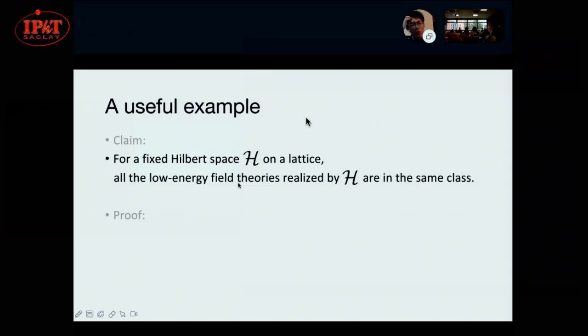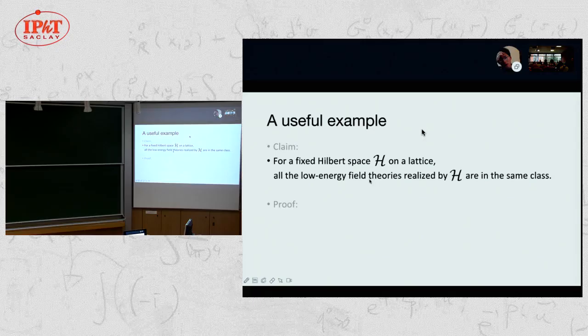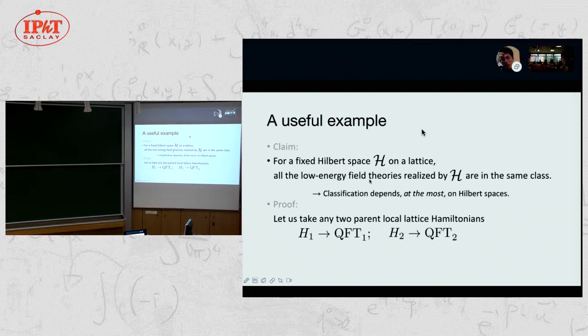The second useful example for this QFT classification is the following claim: for a fixed Hilbert space H defined on some lattice, all the low energy field theories realized by this Hilbert space are always in the same class. It means that the classification depends at most on the Hilbert space. I will give a very brief proof for this claim. Let's take any two parent local lattice Hamiltonians, for instance, H1 and H2. This H1 can realize some QFT1, and this H2 can realize some QFT2 in the low energy limit.